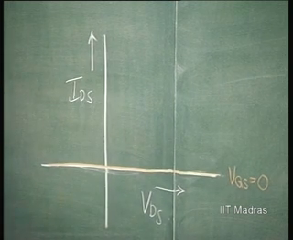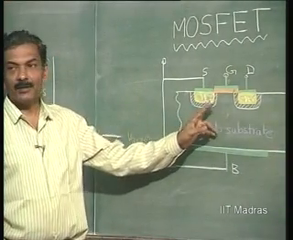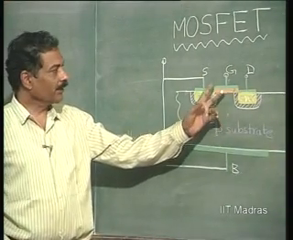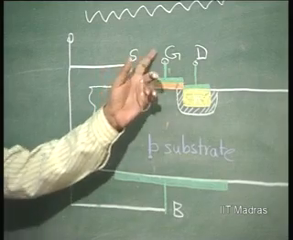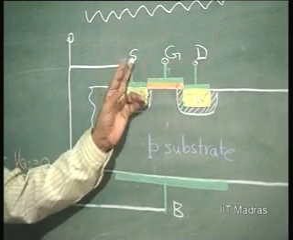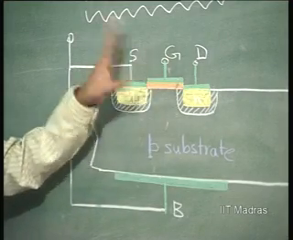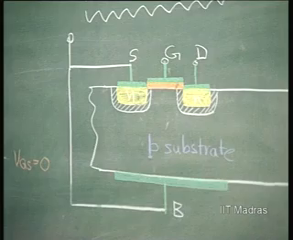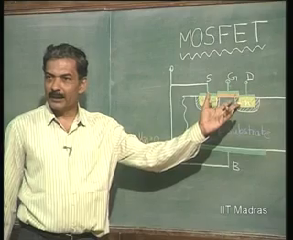Now, that is because there is a junction formation here, and even if I apply more VDS, with VGS equal to 0, the depletion layer width keeps on increasing and there is no question of any current. This reverse bias here keeps on increasing.